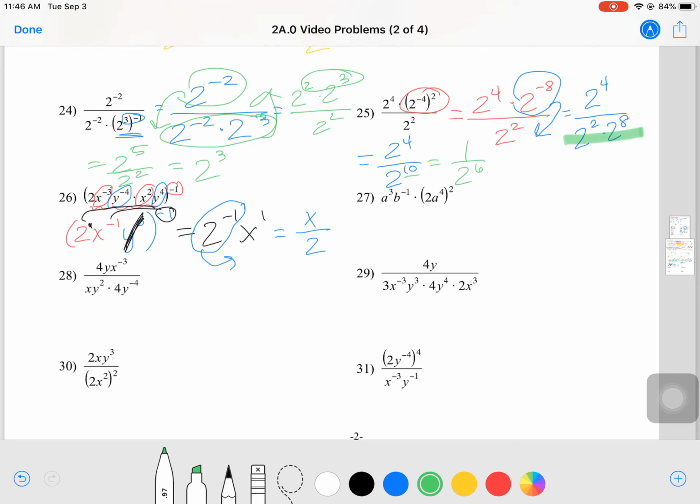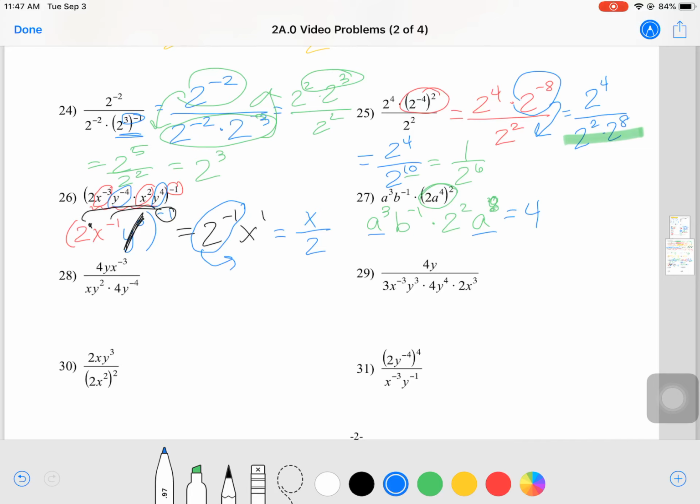Okay, going to the next one. If I deal with this first, that 2 is going to come in, so I'm just going to leave my a cubed b to the negative 1 times, this is 2 squared a to the 8th. Then I have really a multiplication rule happening. 2 squared, you can leave as 2 squared or write as 4. I'm not going to be picky there.